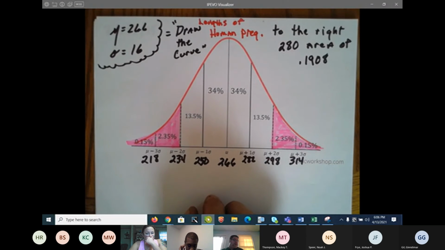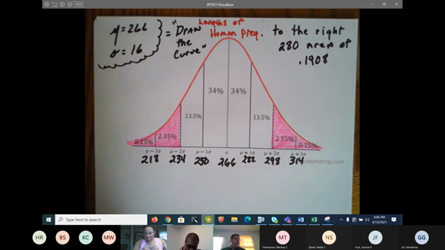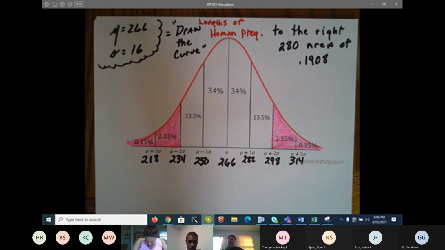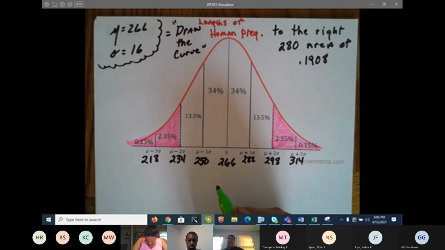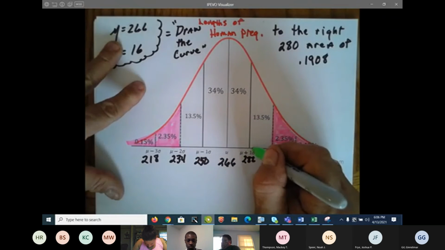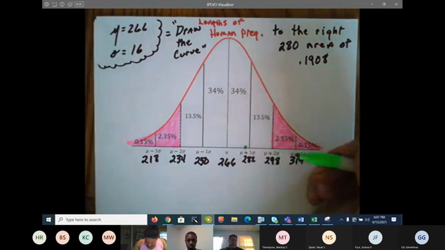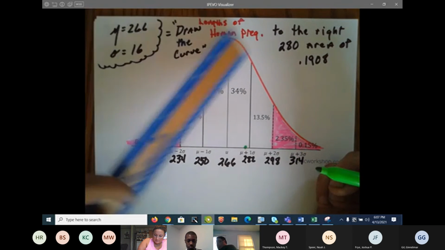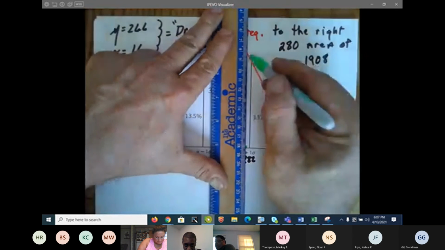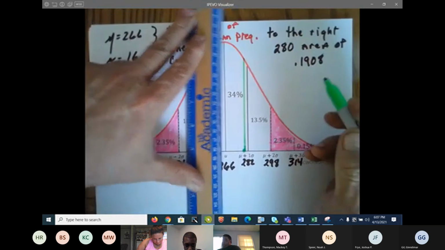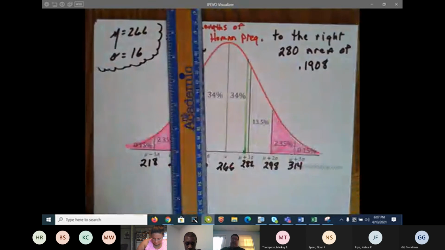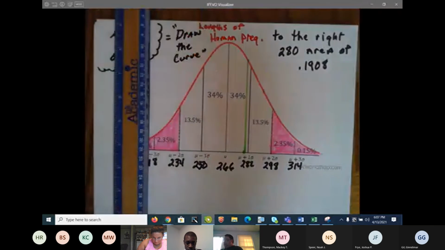All right, so where is 280? Well, let's take a green marker and let's put 280 on the map. 280 days, meaning that you have gone into a pregnancy and you have carried a baby for 280 or more days. So 280 is right here. I'll take my ruler and I'm going to draw a line going up. And I'm going to highlight the right side of 280.